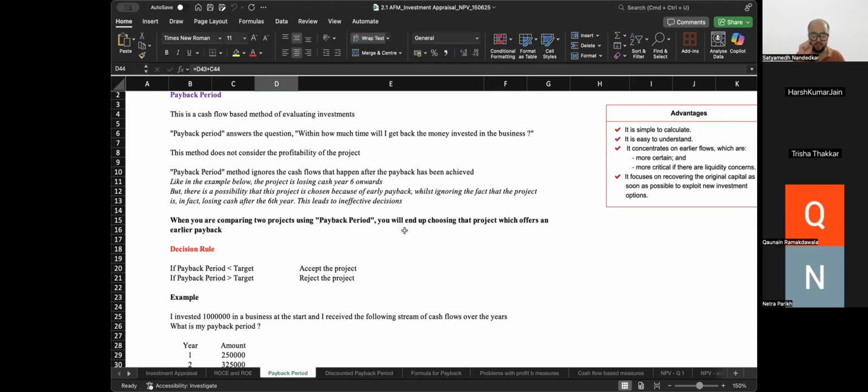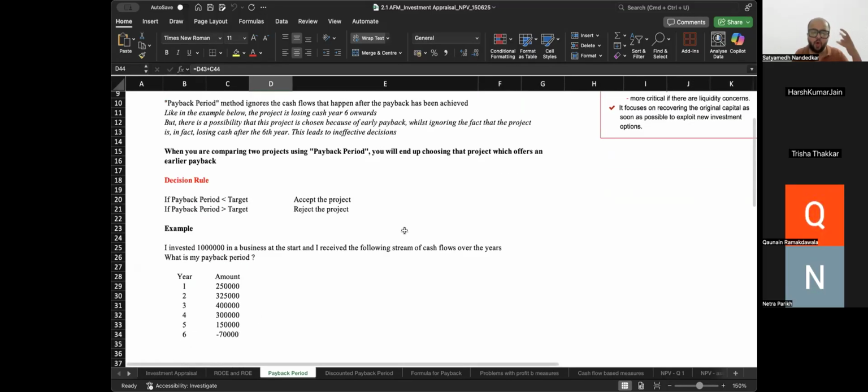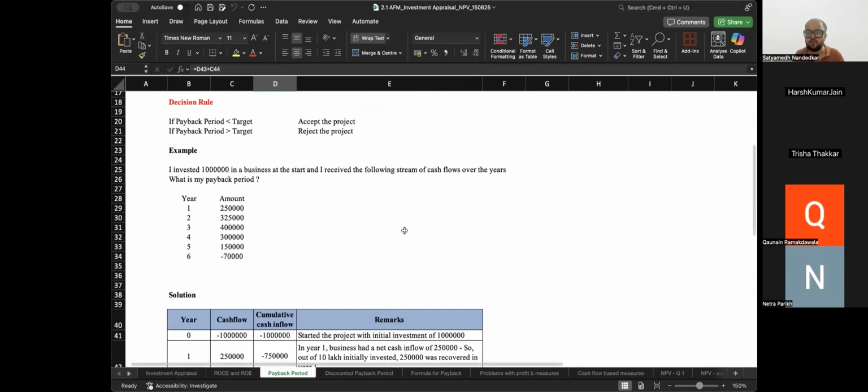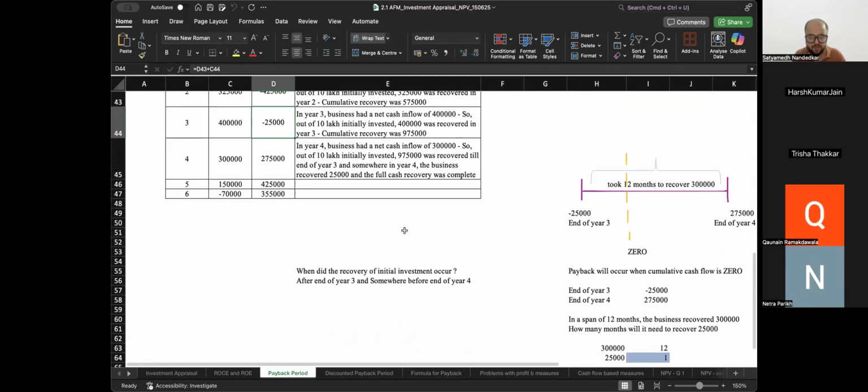So just in case the cash flows after the payback period start declining, then those cash flows are ignored and you might end up selecting a project that does not fit in with your overall plan, and it might end up becoming more of a loss making engine for you than generating profits.